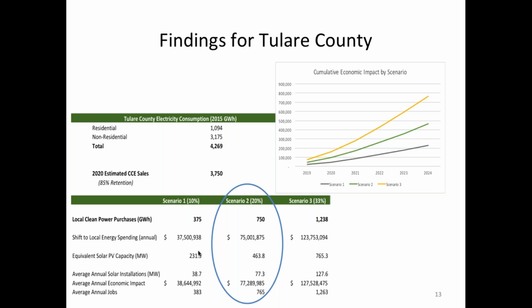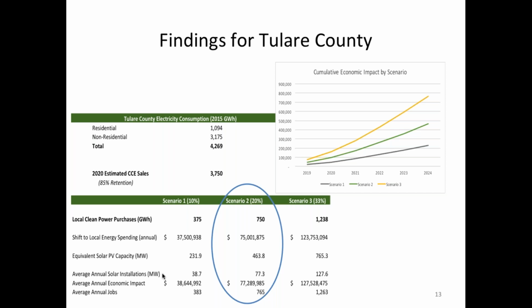So going through the 20%, it would need to be about 463 megawatts of solar capacity to address 20% of the total electricity consumption through clean power, renewable power sources locally. And by 2024, that would yield over 460 million in new economic activity and about 4,500 or 4,600 job years in total over that period of time. So what we see is very significant impact in each one of the counties.